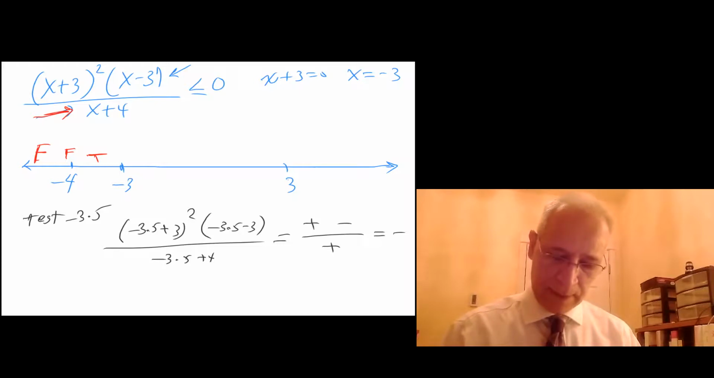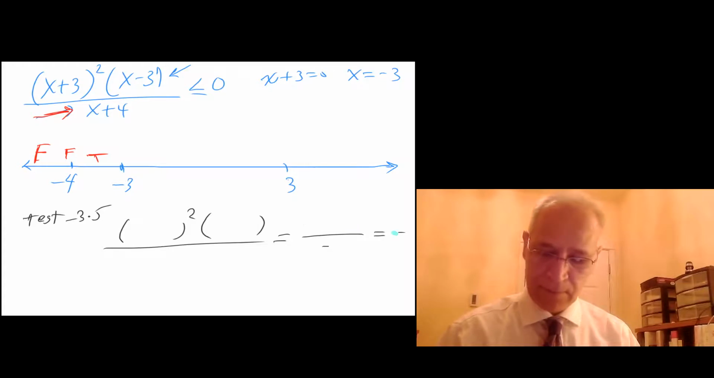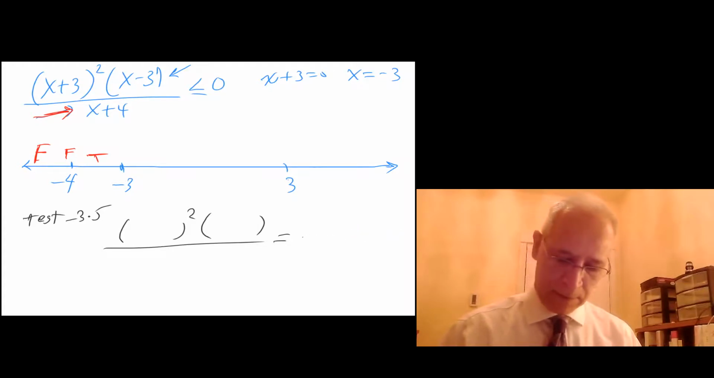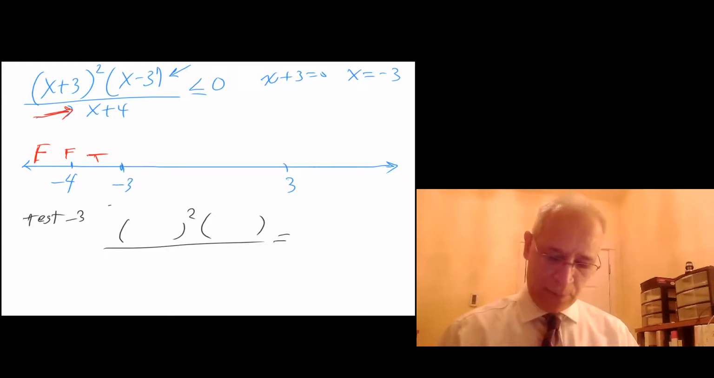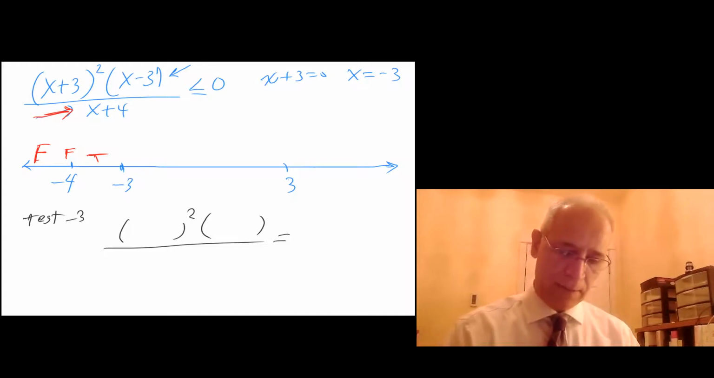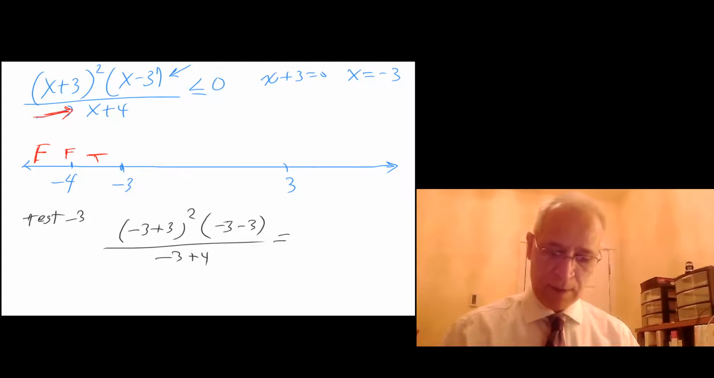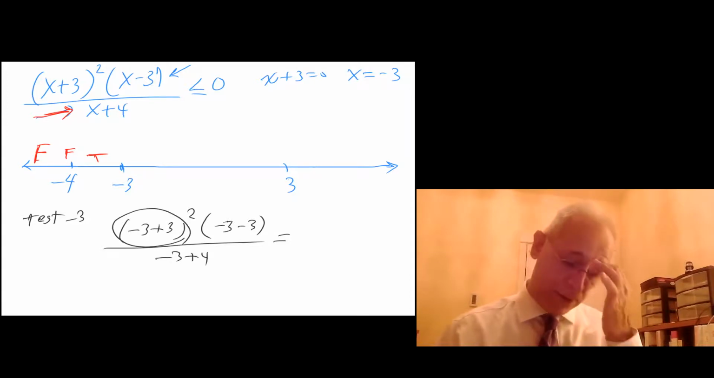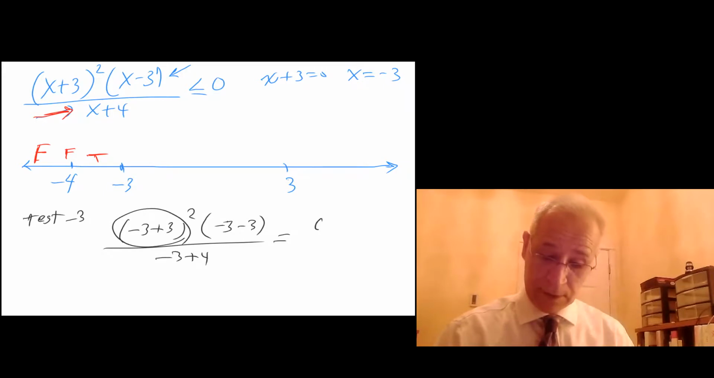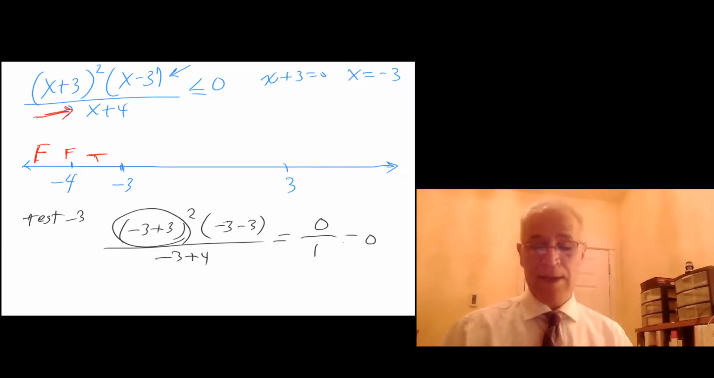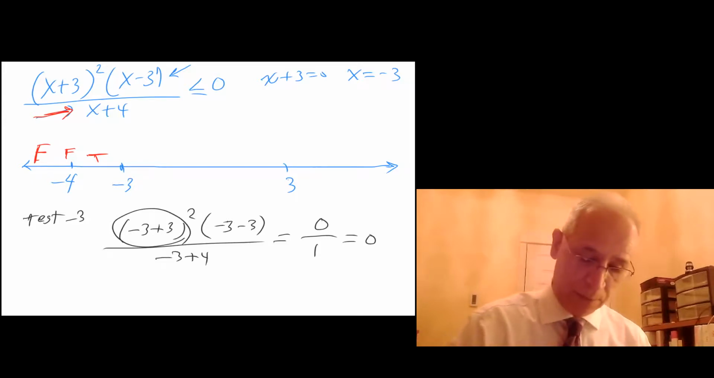So the next number that I'm going to test is negative 3 itself. If I put negative 3 plus 3 over negative 3 times negative 3 minus 3, negative 3 plus 4, here I get a 0. 0 squared is 0 times positive 9 is 0 over 1. That is 0. And 0 is in the domain of this inequality. So I'm going to go ahead and put true.